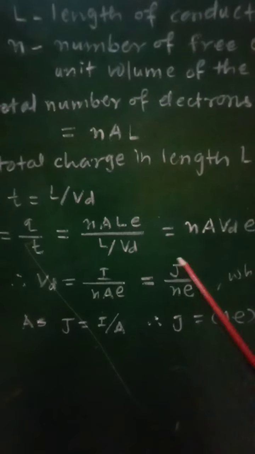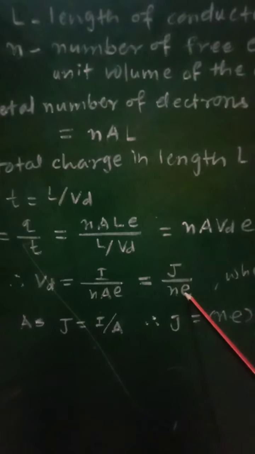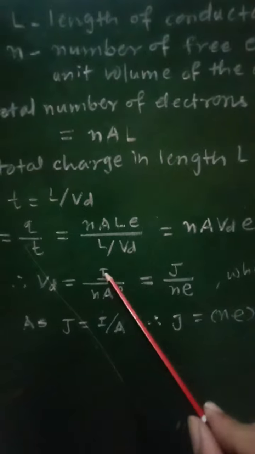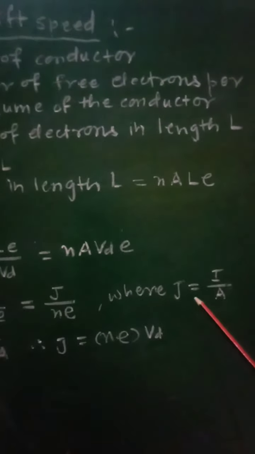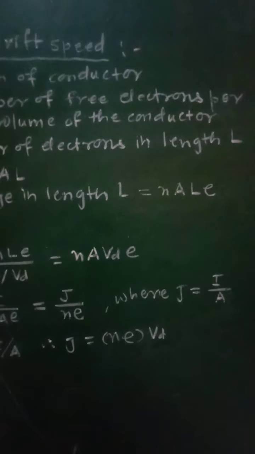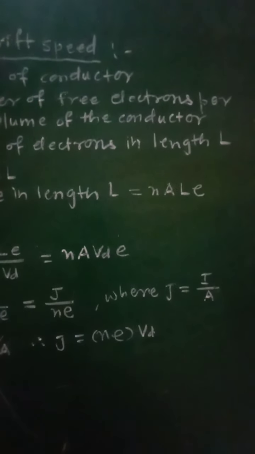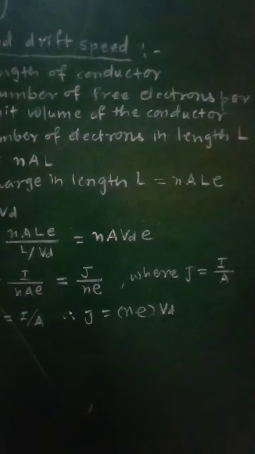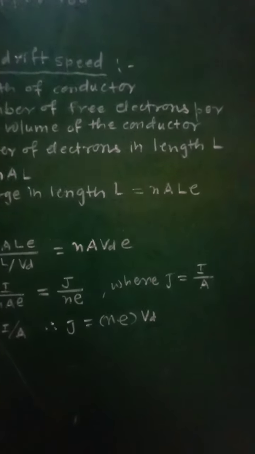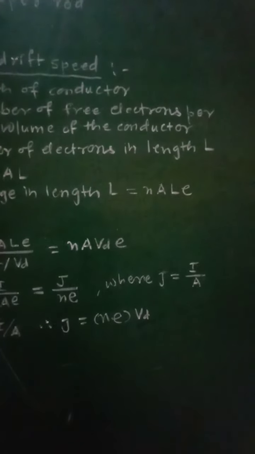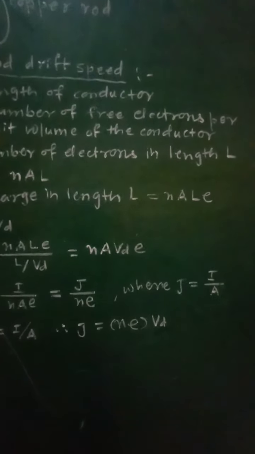that will be written as J upon ne, where this J is nothing but I by A, where J is equal to I by A, which is called the current density, that is current per unit area, and therefore its SI unit will be ampere per meter square. Current density equal to I by A.